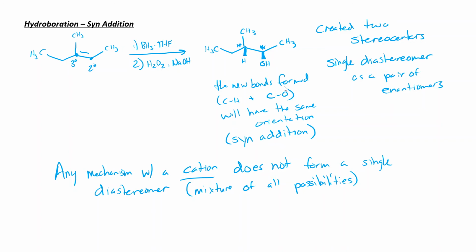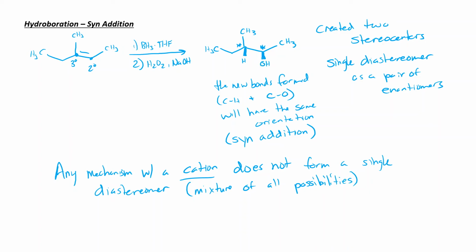The hydrogen and the oxygen might end up facing the same way, the hydrogen and the bromine might end up opposite each other, or they might be the same. We don't know. You'll probably get a mixture of both. So in those cases, you just don't have to worry about it. But in hydroboration, we do because we only get one possibility. They have to be the same orientation. They have to be syn to each other, right?